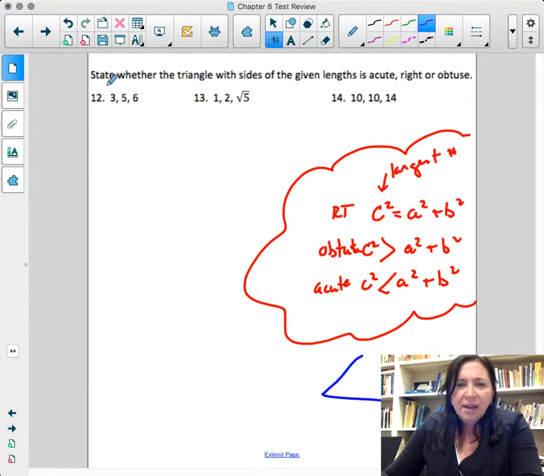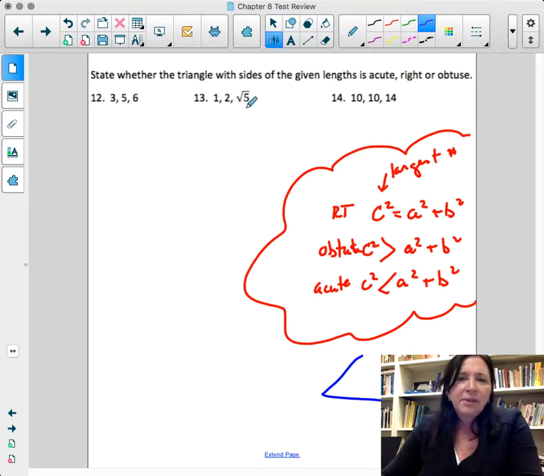So just checking in the beginning, 3 plus 5 is 8. 8's greater than 6. 1 plus 2 is greater than, well, do we know that that's greater than 3? We'll have to check that out.